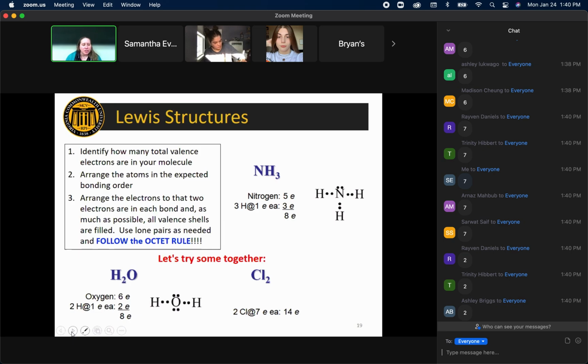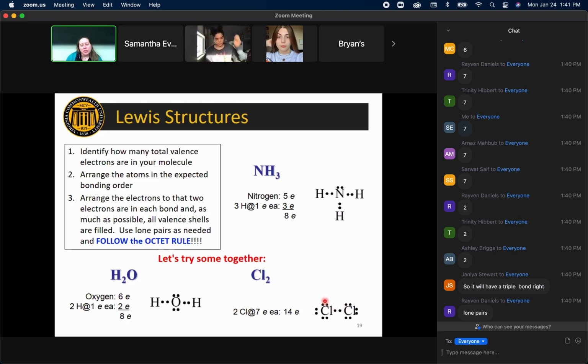That leaves us 12 electrons. What do we do with those 12 electrons? Lone pairs? Lone pairs, that's right. That's 6 lone pairs. So we have our chlorine atoms here with the 2 electrons in a bond together, shared between them. So these 2 electrons in the middle are shared. And then each chlorine has 3 lone pairs or 6 electrons that it's not sharing. And if you add up all the shared and unshared electrons, each of these chlorines will have a full octet.